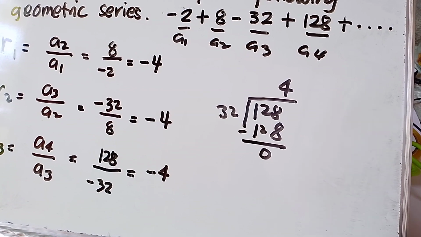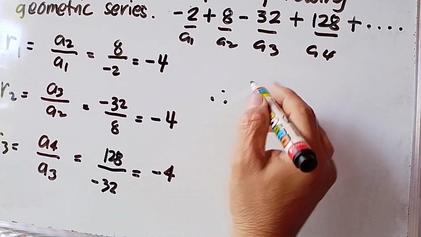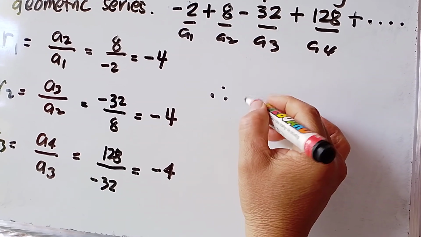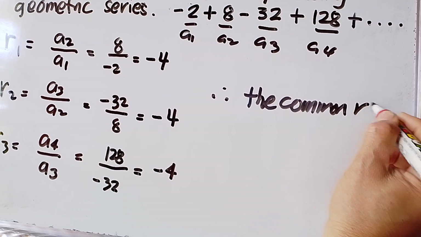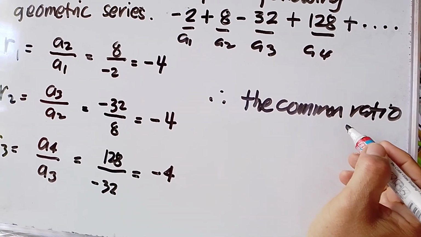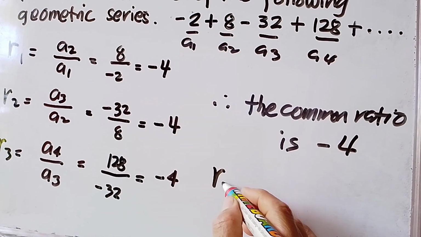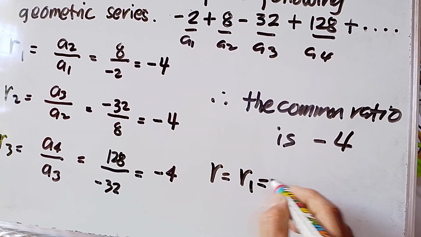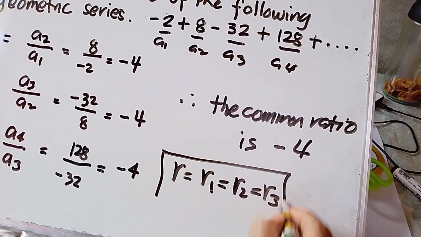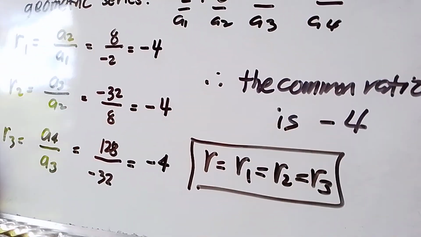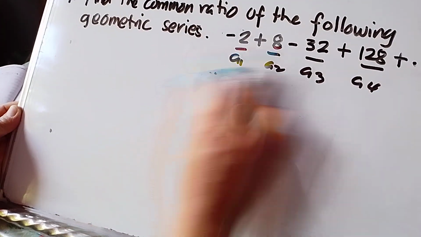So therefore, the common ratio for number 1 is negative 4, because R is equal to R1, is equal to R2, and this will be equal to R3. So R will be equal to negative 4. Now let's move to number 2.